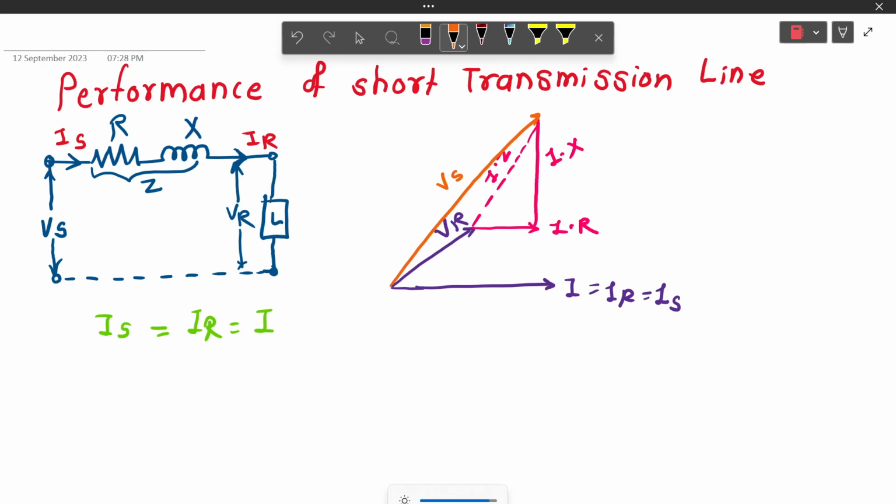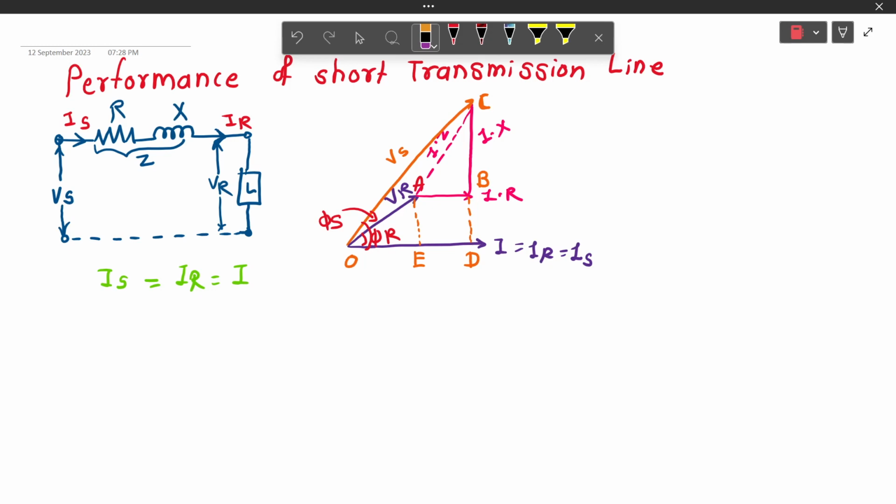Now, for this figure, I will give the names as O. Here, I can draw the perpendicular lines for simplification purpose only. So, this is D, C, B and E. To determine the value of Vs and Is, consider this phasor diagram. As we know, Is is equal to IR is equal to I. So, this is equation number 1.